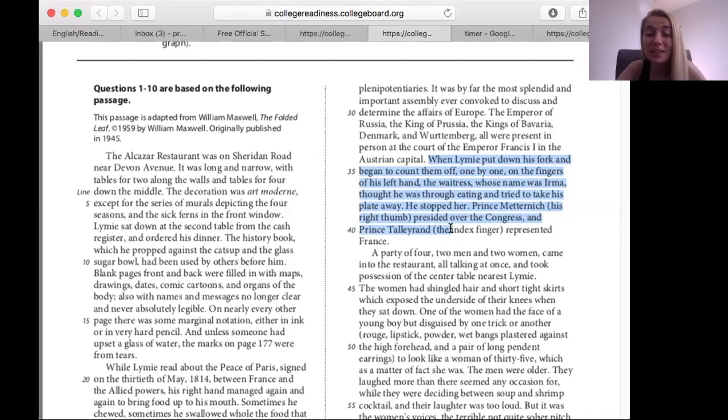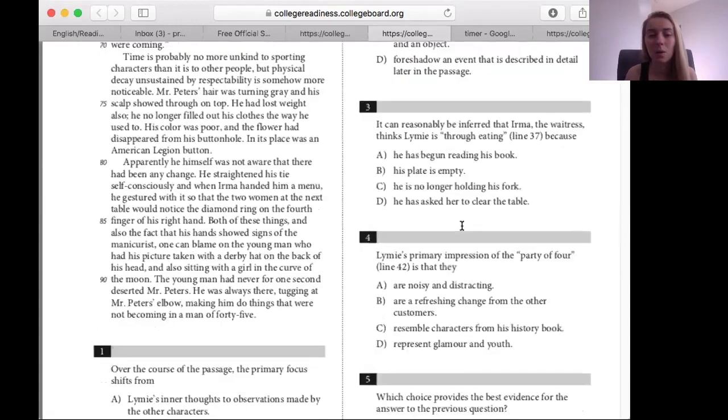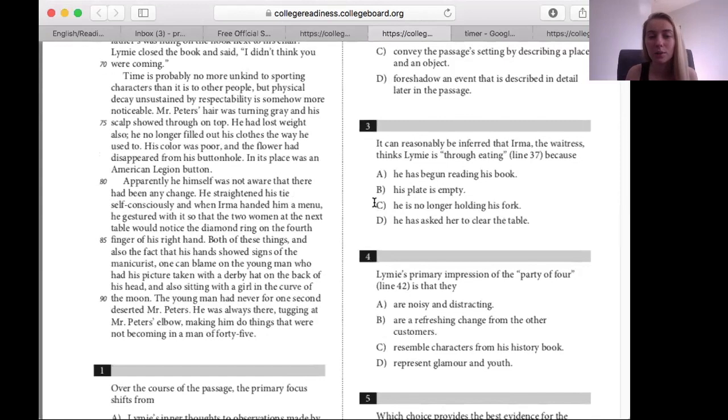So notice in this case, we are referring to that whole concept. And in this case, the whole concept is that he put down his fork, he started to count on his fingers. So since he put it down and he started counting on fingers, that's when the waitress Irma decided, oh, I think that this guy is done eating. So let me go back and answer my question, which is how I could go with C. He is no longer holding his fork. He put his fork down, he started counting on his fingers, and that's why she thought that he was through eating. Right. Any other ones that you guys got wrong that you want to review within this section?